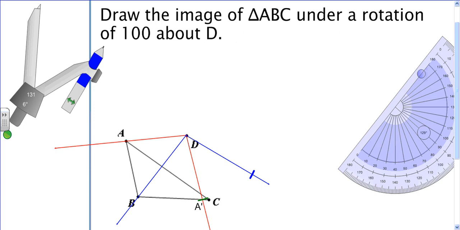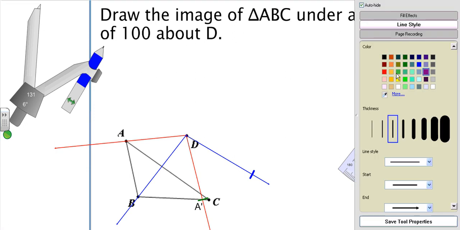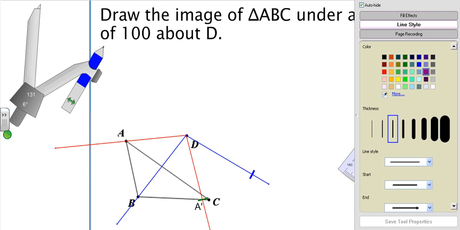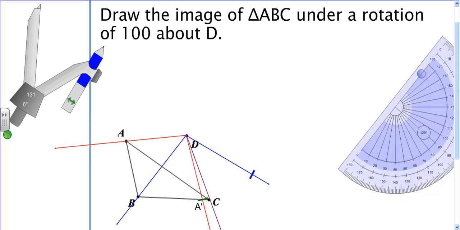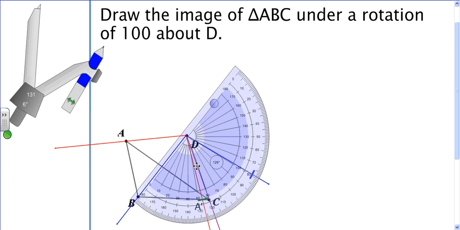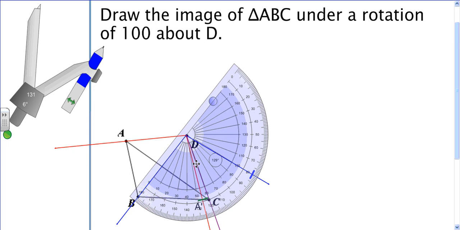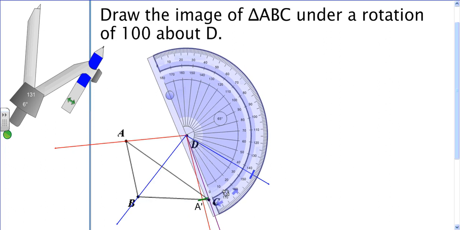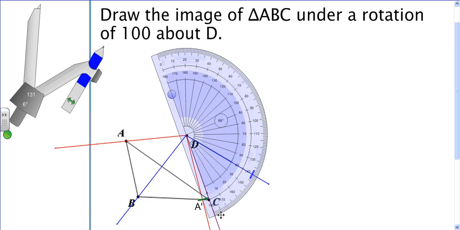So again, we'll get our ray tool. Let's make this one purple. So we're going to draw a ray from D. I want that to be a little bit thinner so it doesn't take up too much of the space. From D through C, get our protractor. We want to mark that angle of rotation. So line it up exactly, there we go. And line my protractor up with point C.